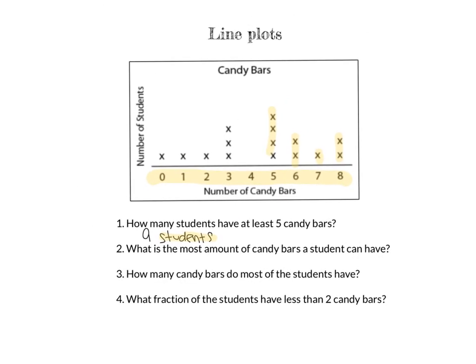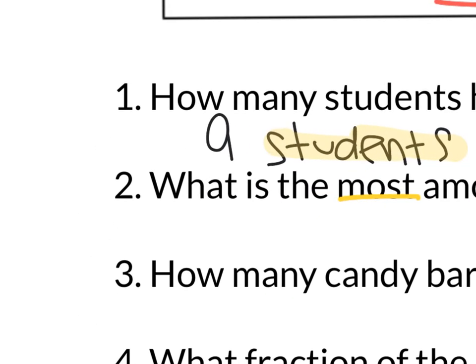Next question. So the question is, what is the most amount of candy bars that the students have? Now this wording is tricky because you could say that the most amount of candy bars, which would be 8, or the most amount of students, which would be 5. Here it's saying the most amount of candy bars. So we're going to go with 8 because you can see it says here number of candy bars, and 8 is the most that they can have. So we're writing 8 candy bars.